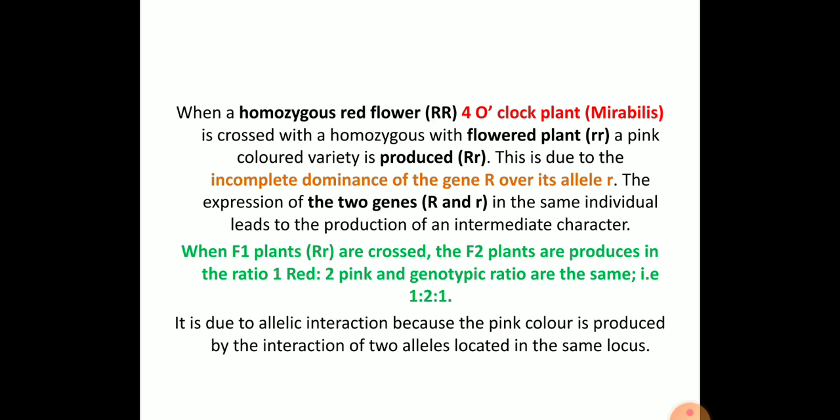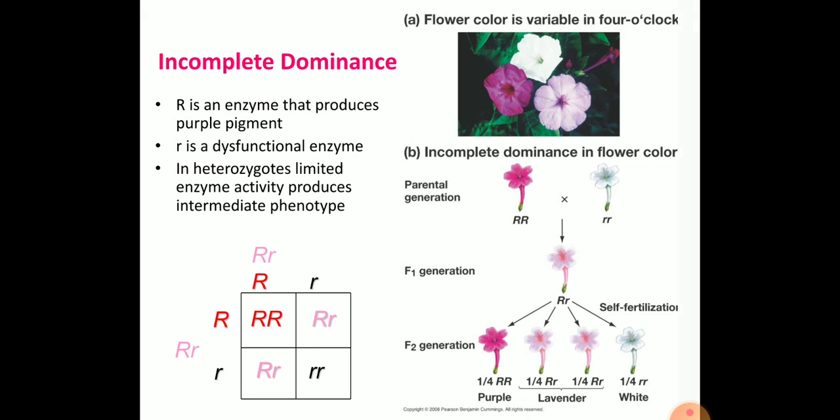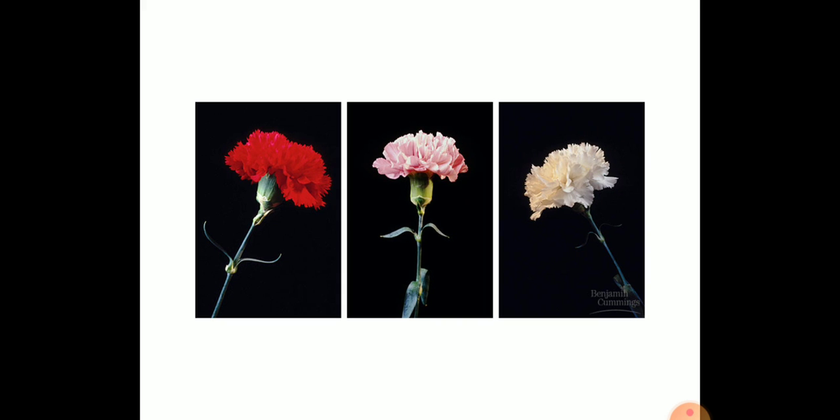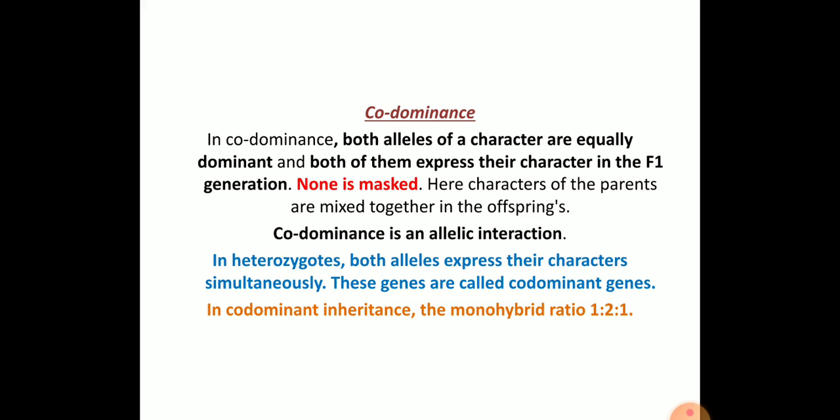This is the complete theory related to Mirabilis jalapa, the four o'clock plant, and how it takes place. This is how coloration takes place in nature when you mix red color and white color, which leads to pink color. Next we have codominance.